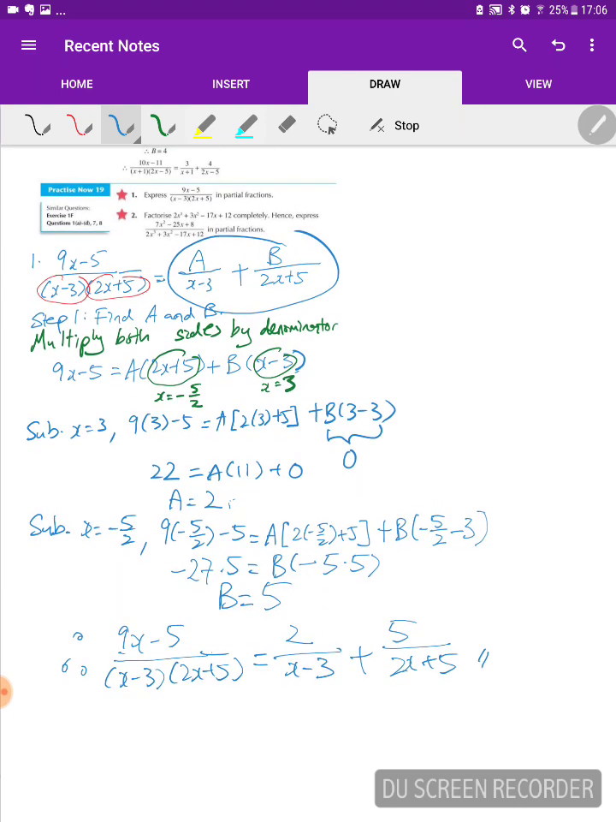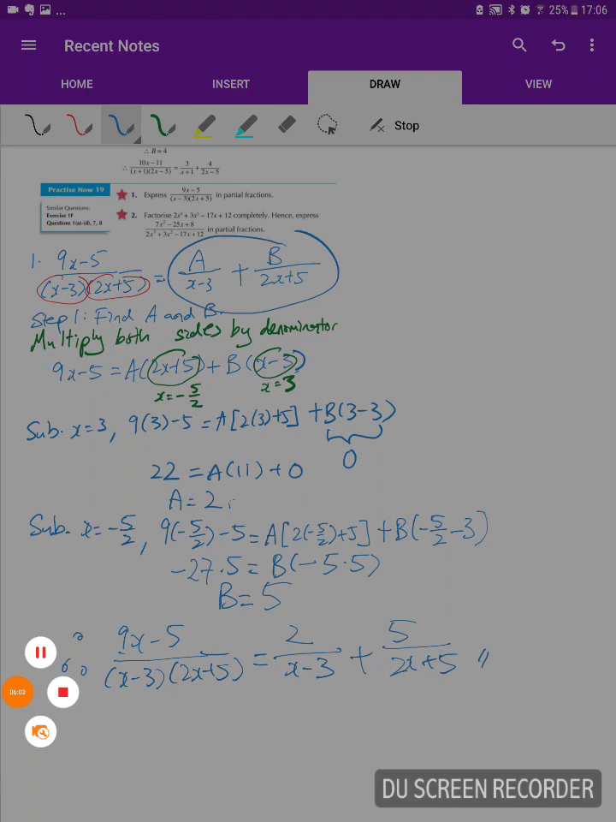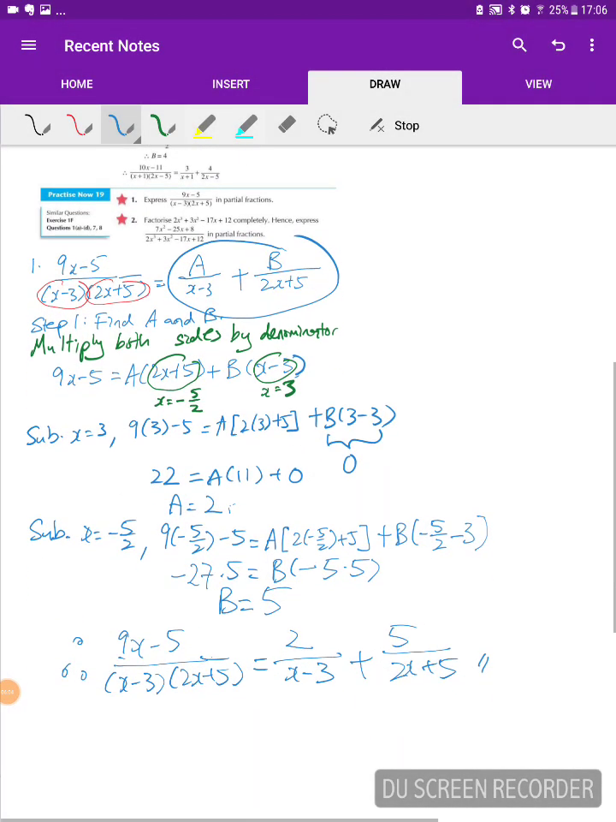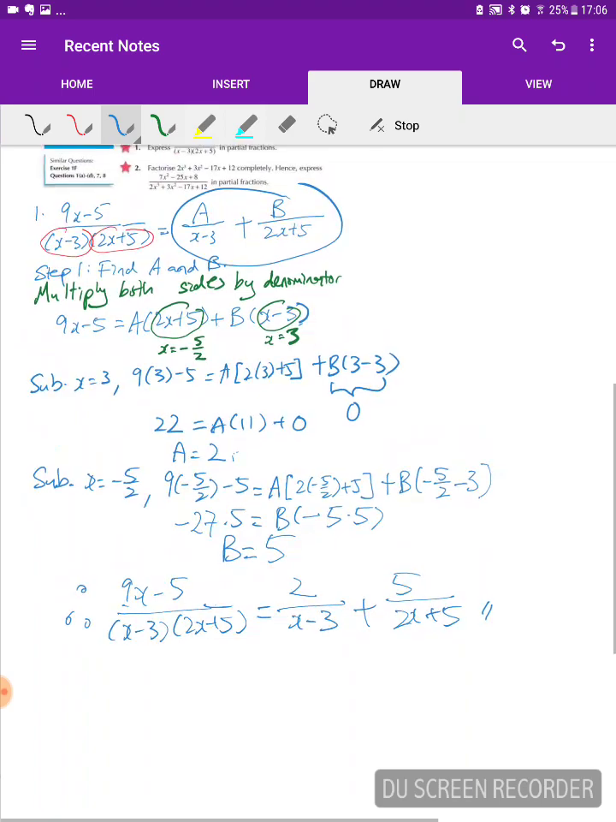Alright. So if you understand this, then you should be able to do most of the questions. Okay, alright, so that's it. Okay, why not I do another question? Maybe I do question 2.